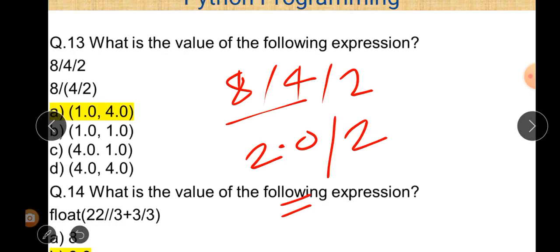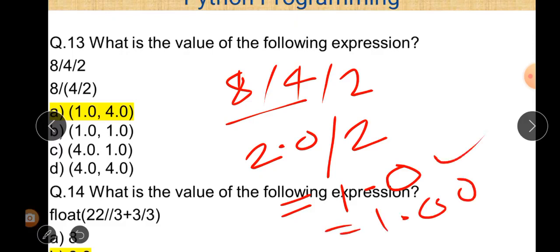which gives 1.0. Always remember that we take the minimum float representation. It is not 1.00, it is always 1.0. This point is also discussed in our previous question. So the first value is 1.0, and only two options contain the first value 1.0, which are A and B. So either A is correct or B is correct.